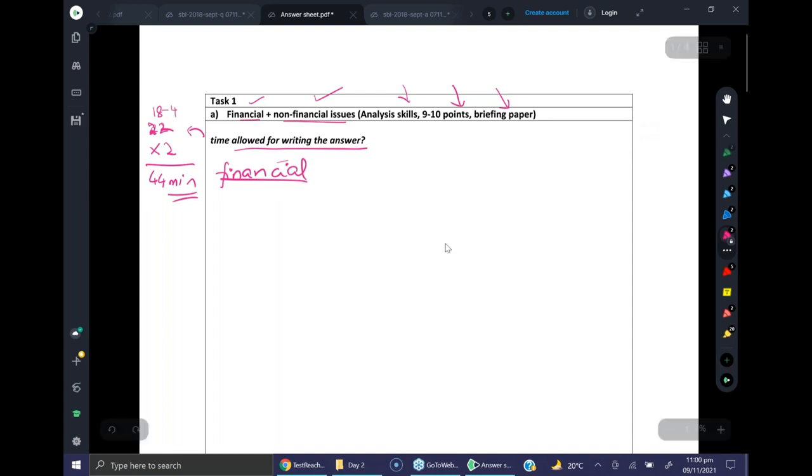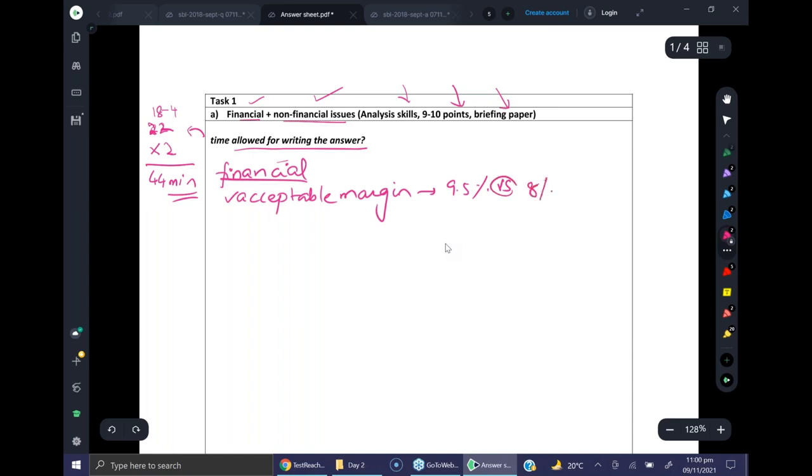Okay. So for financial issues, you can discuss the acceptable profit margin. Explain that 9.5 versus 8 properly: the current project is getting us a 9.5% return, and the target return mentioned in the annual report is 8, so it's more, so it's acceptable in terms of profitability.